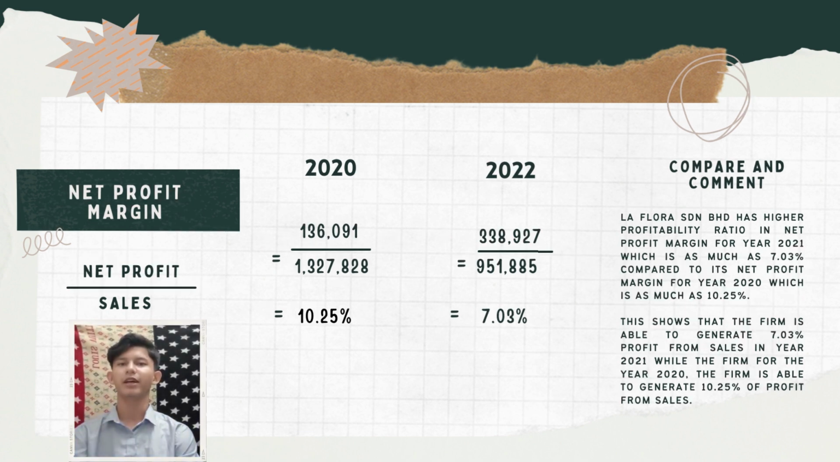La Flora Sdn Bhd has a lower profitability ratio in net profit margin for the year 2021, which is 7.03% compared to its net profit margin for the year 2020, which is 10.25%. This shows that the firm is able to generate 7.03% profit from sales in 2021, while for the year 2020, the firm is able to generate 10.25% profit from sales.